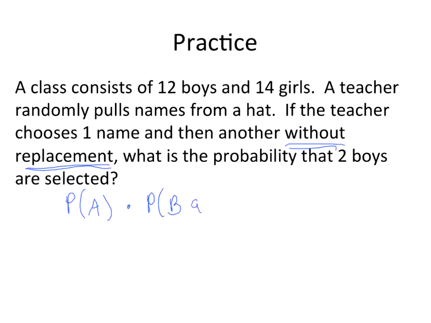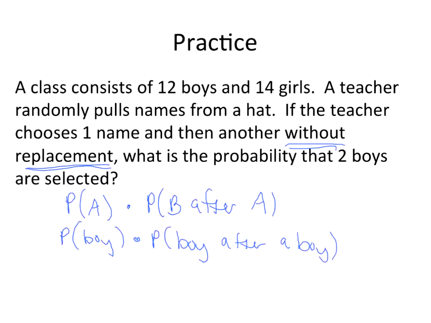So what's without replacement? The probability of A times the probability of B after A. We're not going to leave it with these weird variables in it. We're going to attach words to it. So what are we trying to have happen? We're trying to select a what? Probability of picking a boy. So I want the probability of picking a boy times the probability of picking a boy after a boy. A second boy, so to speak.